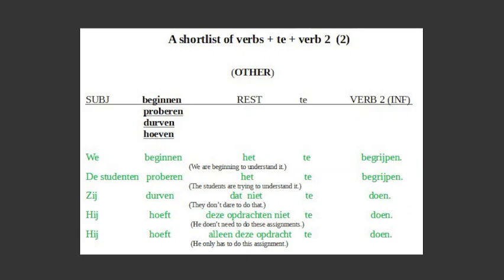Please note that the last verb hoeven is only used for negation when you don't have to do something, or in a case where you only have to do a minimal or small amount of something. You should not use this verb in a standard sentence to express that something has to be done. For that we use the Dutch word moeten, which you already saw in an earlier slide in this video.